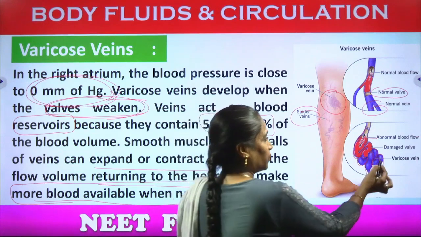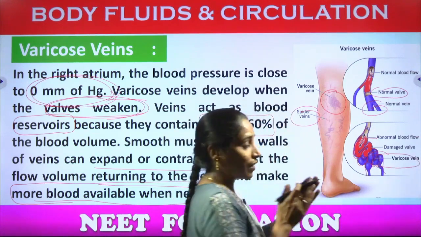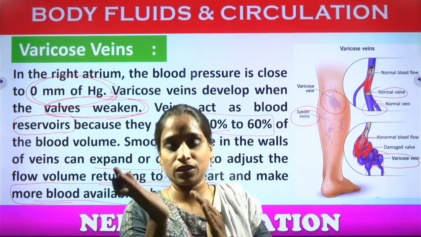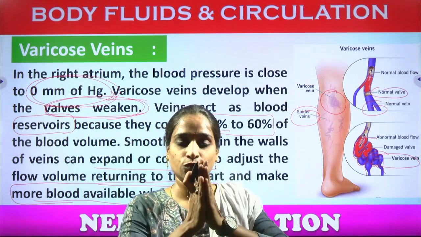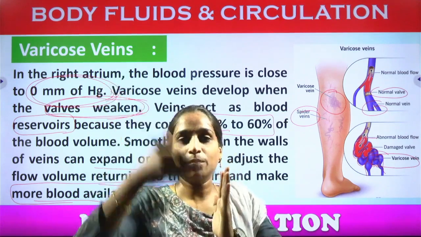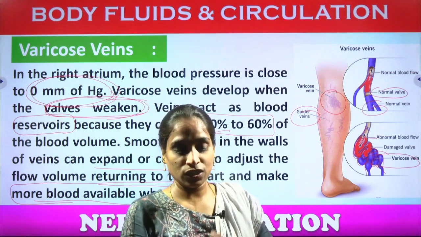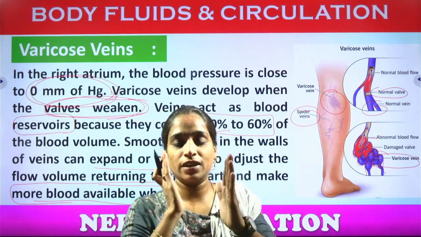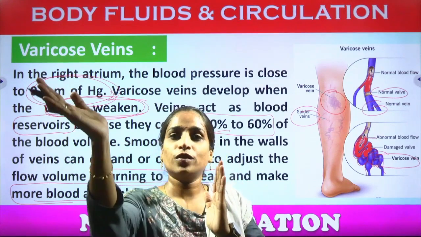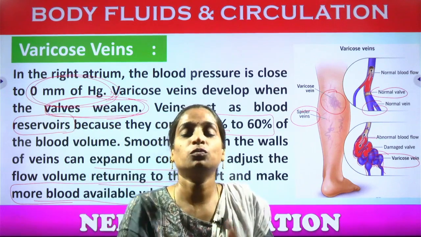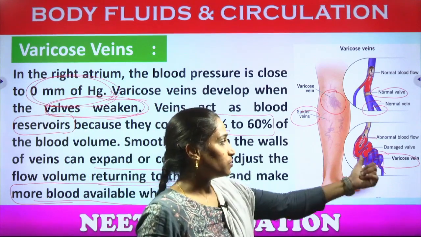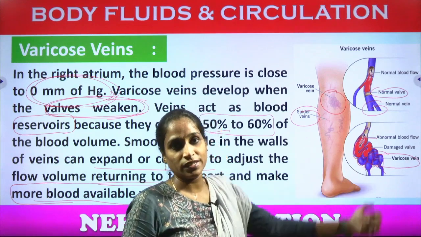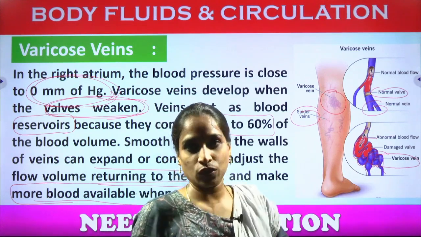Okay, so they become varicose, and the valves also change their direction. Valves in opposite directions, which open and close, make the blood flow in a single direction. If one side of the valve and the other side of the valve are moving in the same direction, how can they control the movement of the blood? So that situation is called varicose veins.